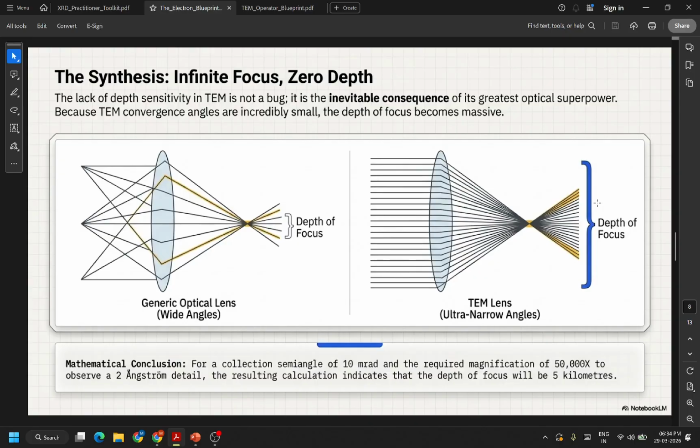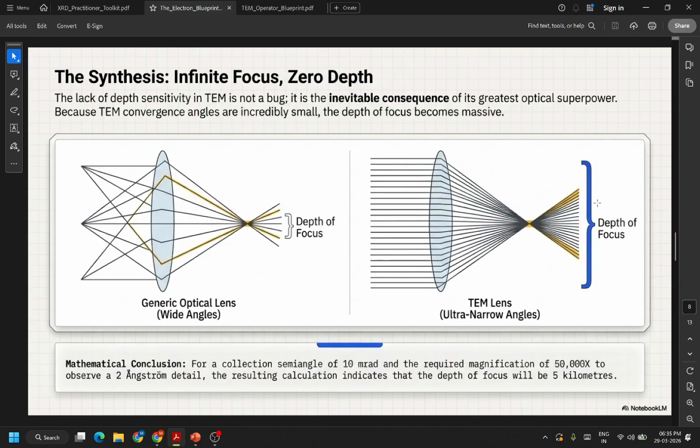The lack of depth sensitivity in TEM is coming because of its optics. In generic optical lenses, the angles are very wide, which results in a shorter depth of focus. But in TEM, the convergence angles are extremely small, and because of that, there is not much divergence, which results in a higher depth of focus. Combined with very thin samples, this results in zero depth sensitivity.